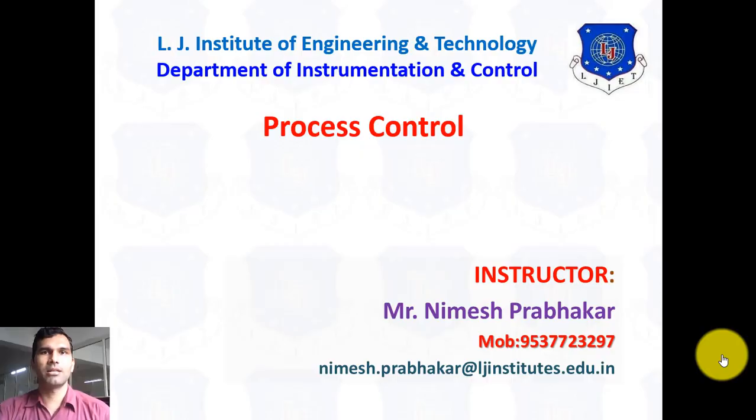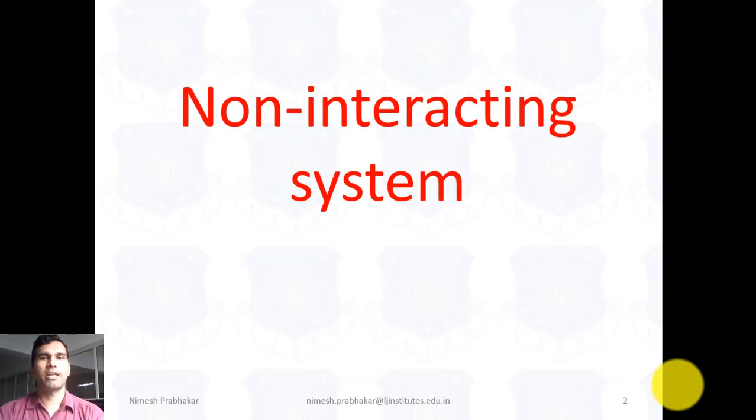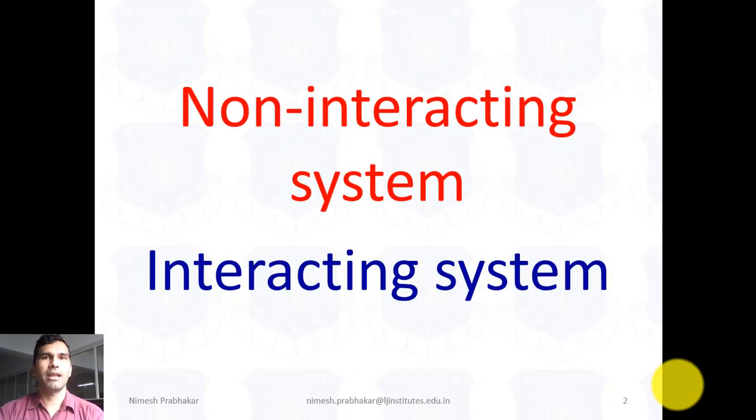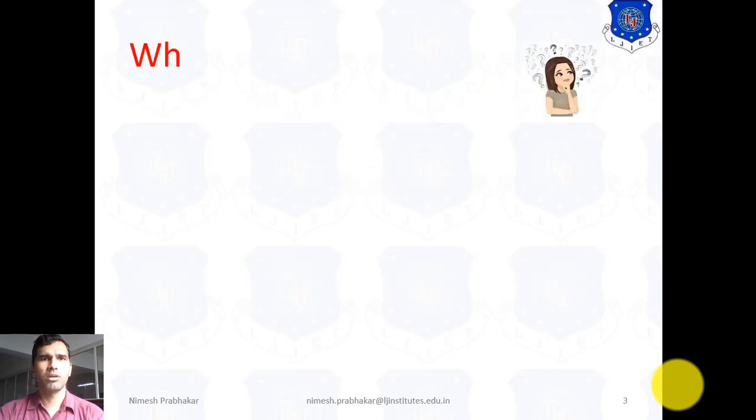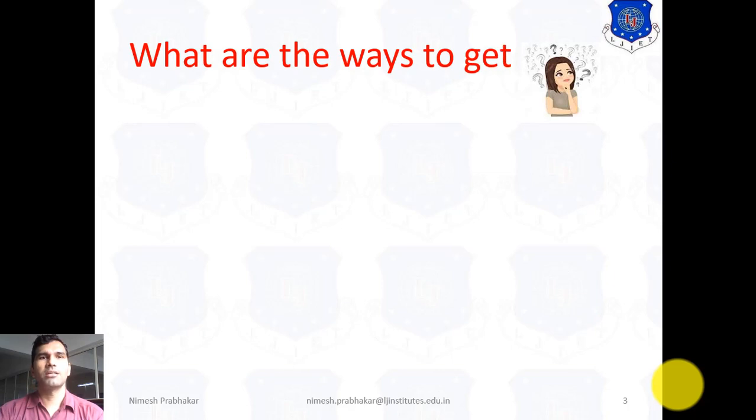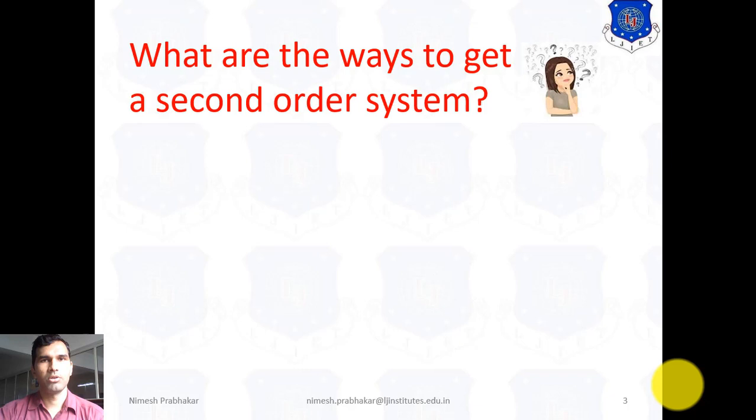Now in this lecture, we will discuss non-interacting systems and interacting systems. What is a non-interacting system? What is an interacting system? Before starting, first of all, one question: what are the ways to get a second order system? How can we get a second order system?